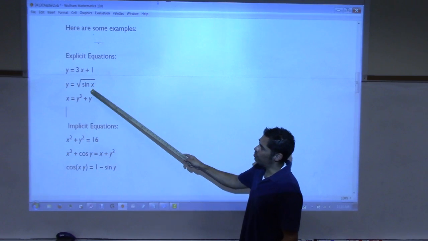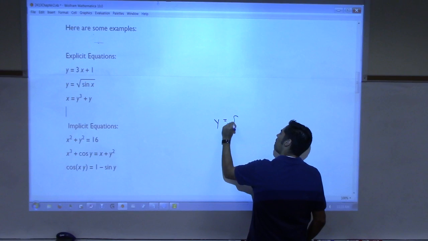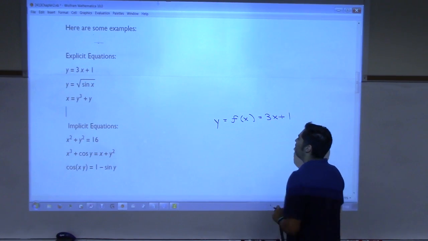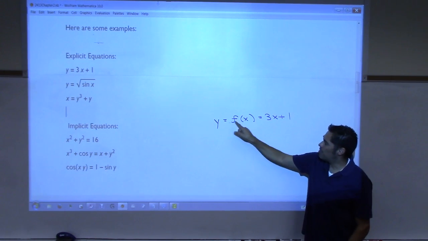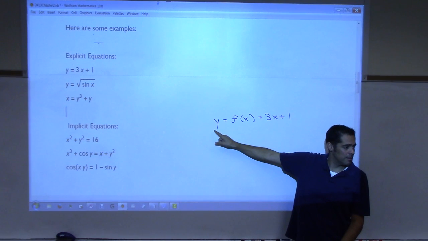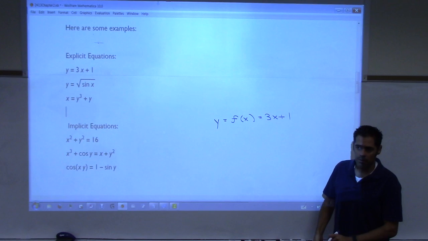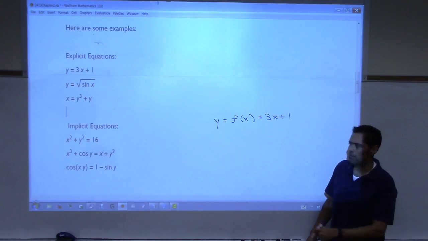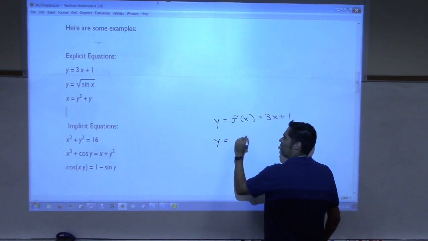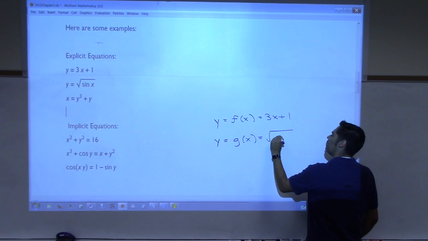So in the first two, I could write something like this: y equals a function of x, which is 3x plus 1. Saying that y is a function of x means that x is the independent variable, y depends on x, because it's solved for y. The second one, same thing, right? y is equal, I can call it f again, but I'll call it g, to the square root of sine x.